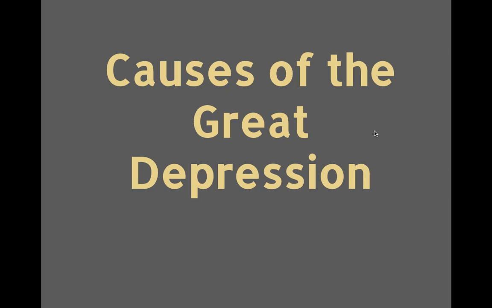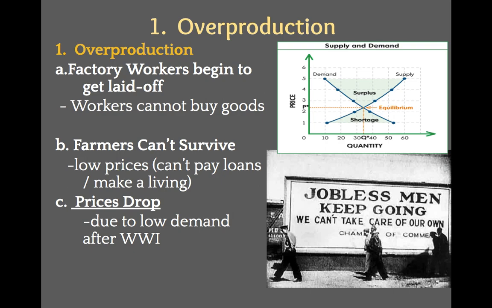All right, so this is where you're going to start writing. So your title is going to be Causes of the Great Depression. So we're going to look at long-term causes and then the immediate cause. Okay, so the first one we talked about several units ago with this idea of overproduction.